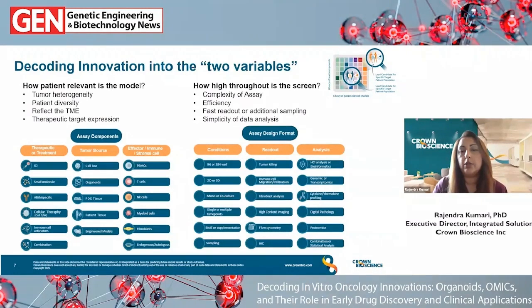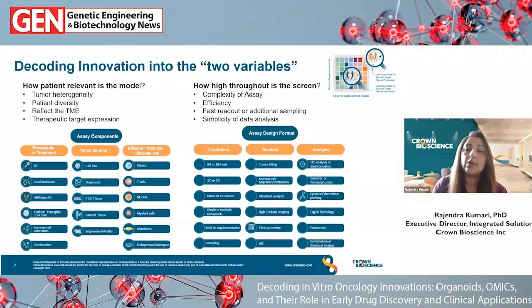And then you can look at potentially how high throughput that screen can be based on the complexity of the assay, the efficiency, the readouts or sampling, and then also the simplicity of the data analysis. So the assay design will have specific conditions like the number of wells, whether it's 2D or 3D, mono or co-cultures, and so forth. And the readouts will be dependent on the assay components and conditions. So it may not just be about tumor killing, it could be more complex. And then the downstream analysis, which will determine how the data is handled and processed.